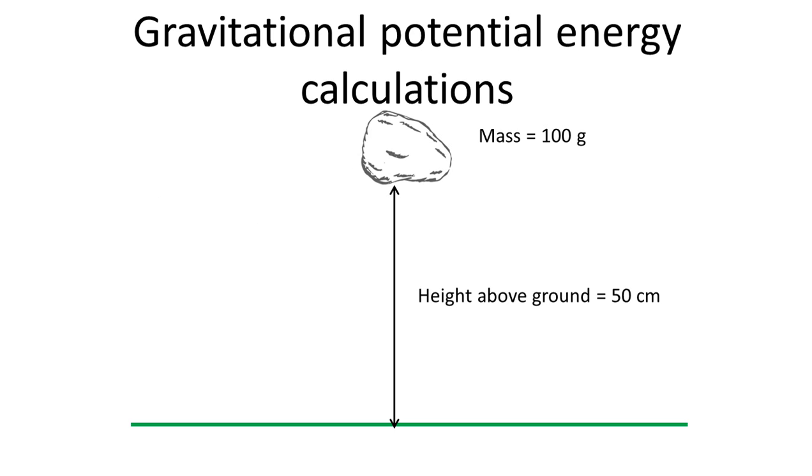Let's go back to the rock, but let's change some of those values. This time the mass is 100 grams, not 1 kilogram, and the height above the ground is 50 centimeters, not 5 meters. We know in these formulas that mass always needs to be in kilograms, so we need to convert that 100 grams to 0.1 kilograms, and that, in this particular formula, height must always be given in meters. So we've got to convert that 50 centimeters to meters. So height equals 0.5 meters.